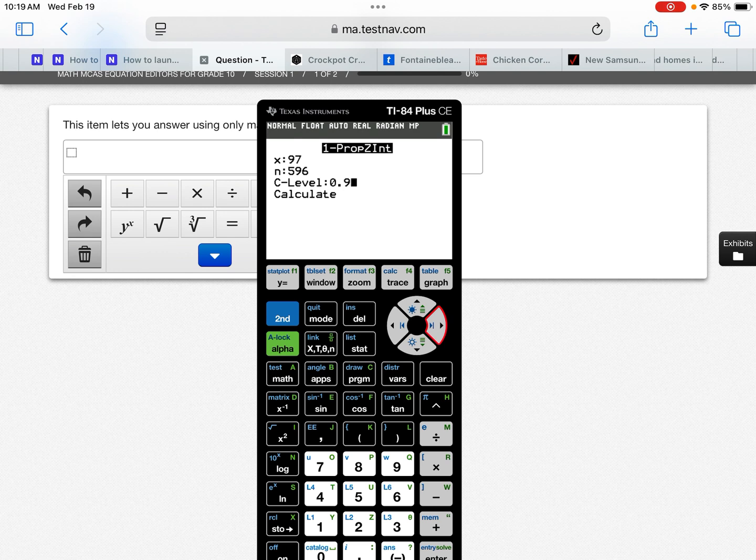So again, this is very calculator driven. It's doing all that fun stuff in the background for us that we don't have to worry about. Anyway, I get 13.3 to 19.2. So if we scroll over, there it is.